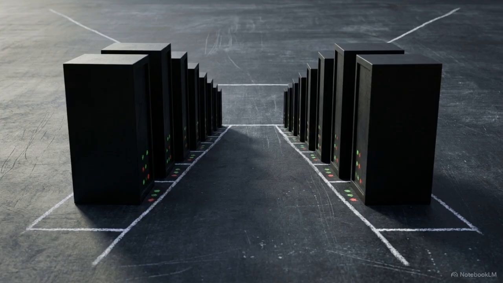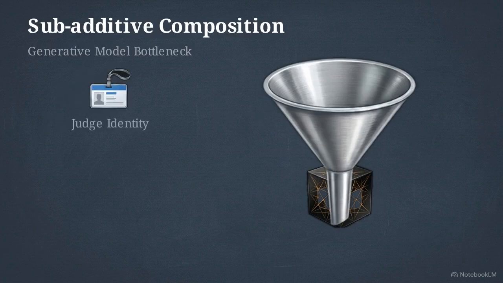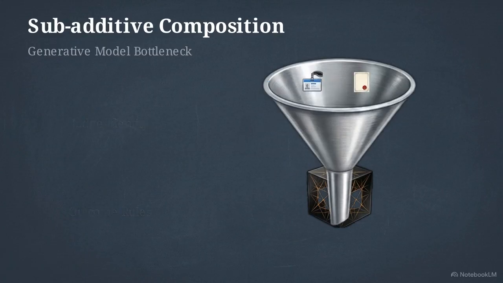The empirical results provide a definitive answer. The generative, prompt-based model struggles to process the nuanced variables. The researchers identified a phenomenon called sub-additive composition. Providing a judge's name and detailed outcome rules individually improved the generative model, but combining them in a single prompt caused performance to plateau. The autoregressive channel collapsed the independent signals.